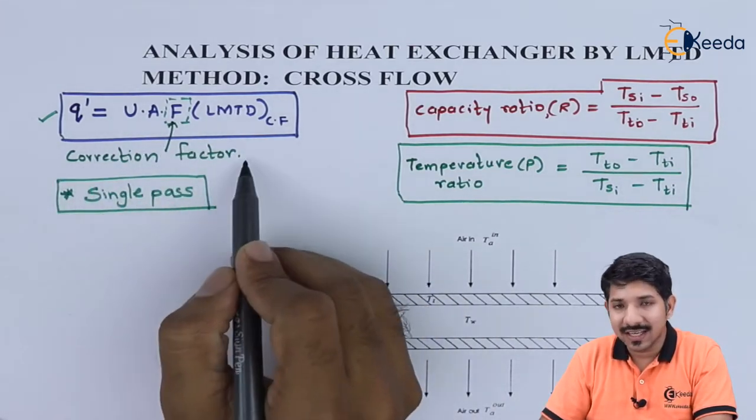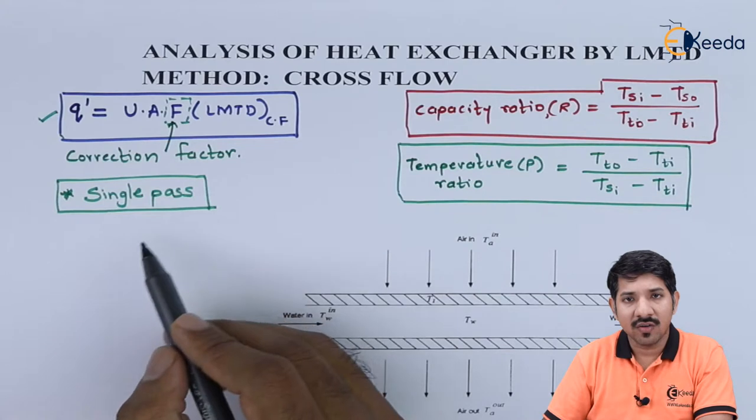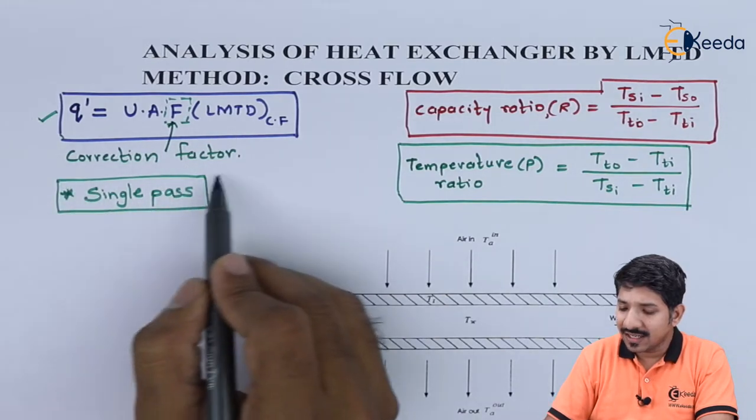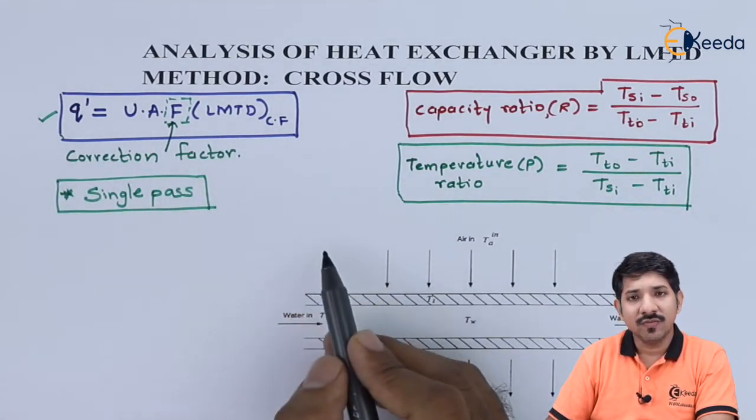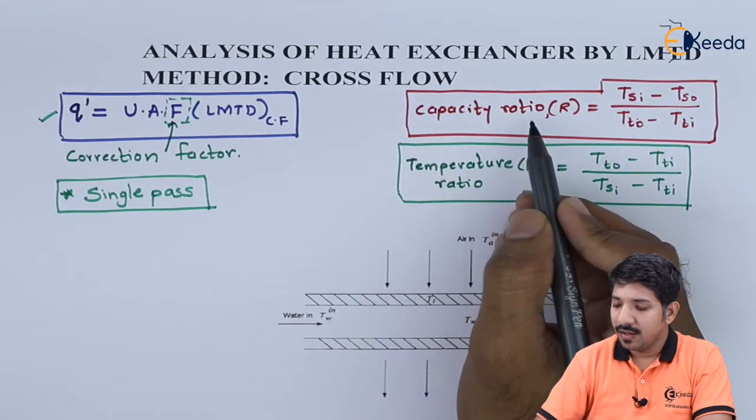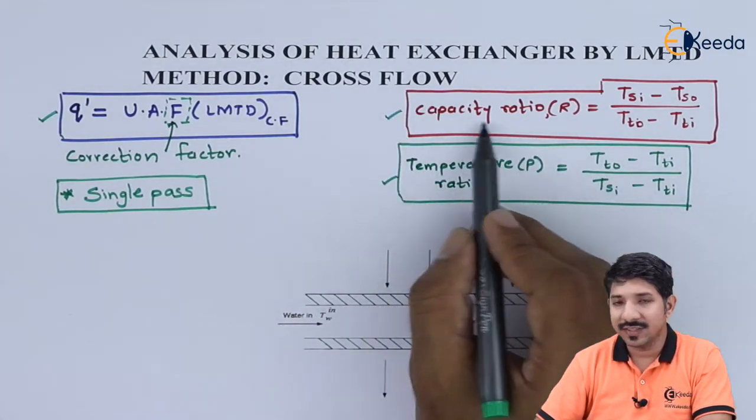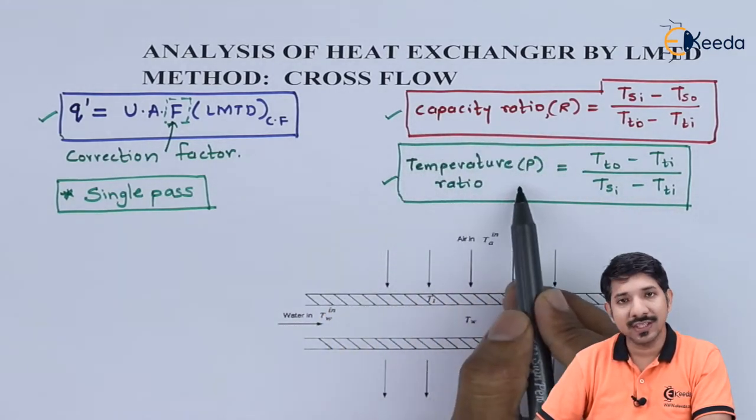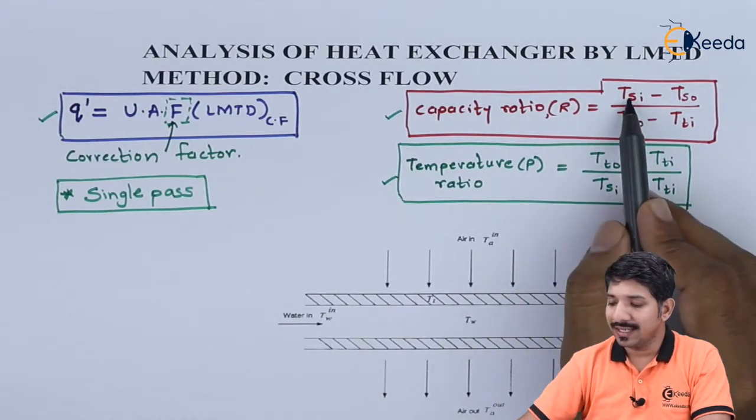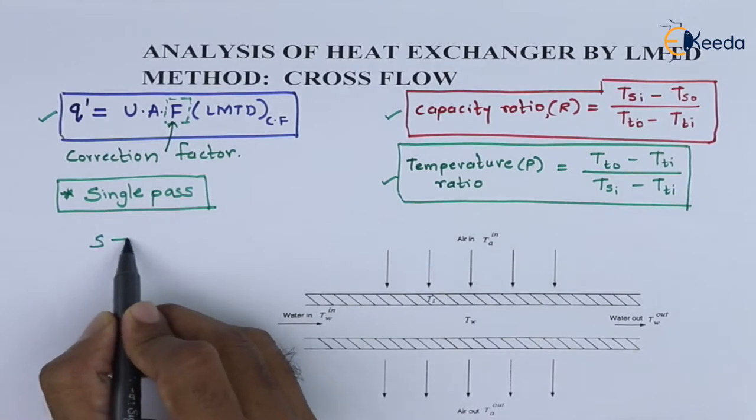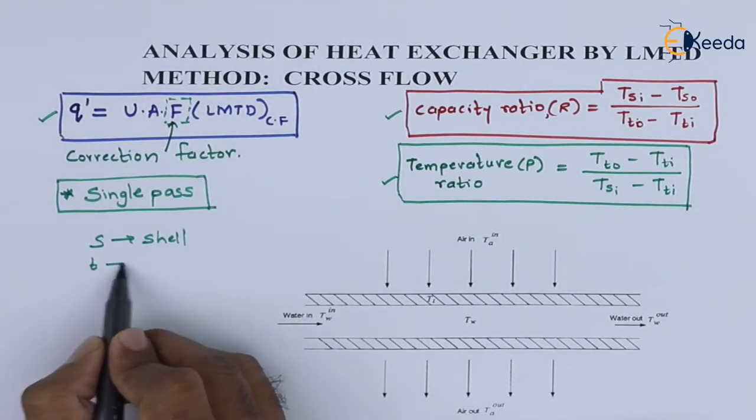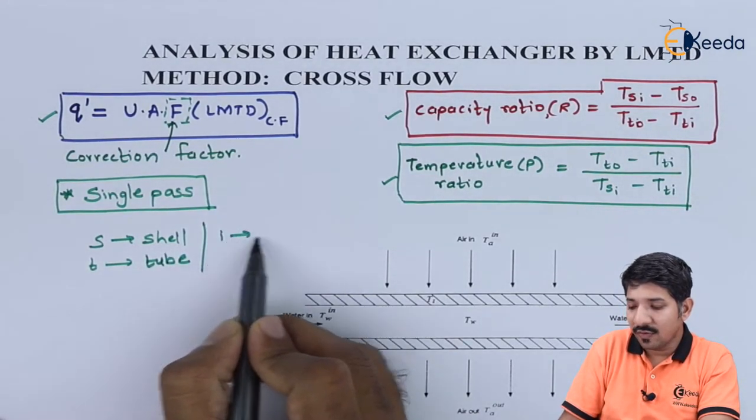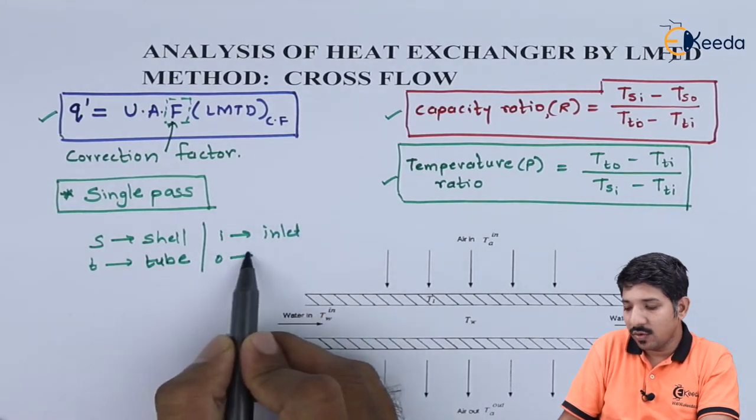We can find the correction factor for a given case or for a given arrangement of the heat exchangers. To find the correction factor for a given arrangement, we need to find out some parameters. These two are the important parameters which we need to consider. The first one is the capacity ratio, which we indicate by R, and then the temperature ratio, which we indicate by P. The capacity ratio is nothing but TSI... Now S stands for shell side, T stands for tube side. Similarly, I is for the inlet and O is for the outlet.